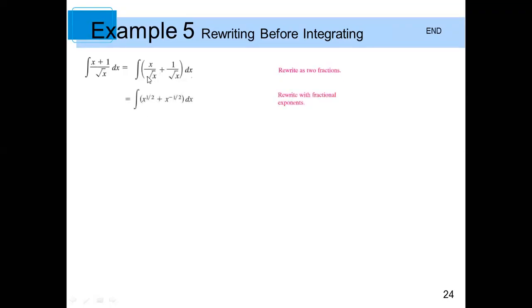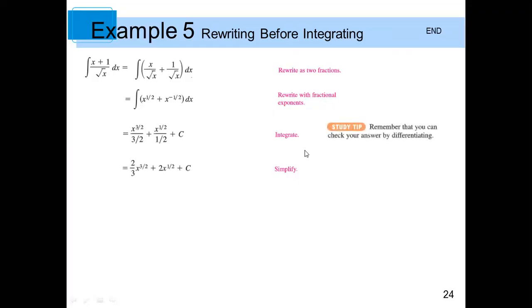Remember, square root of x is the 1/2 power, and when you divide like bases, you subtract the exponents. So that's how they got x to the half plus x to the negative half. And I would add that at this step, we have not done any calculus yet. It's just algebraically simplifying it. Then add 1 to the exponent and divide by the new exponent, and there's your answer.